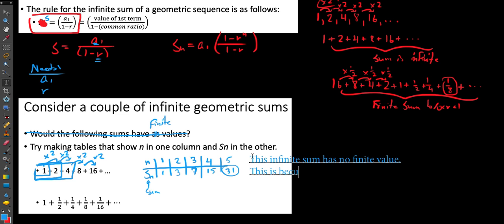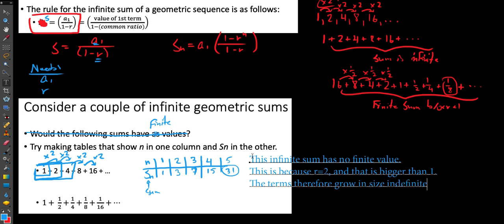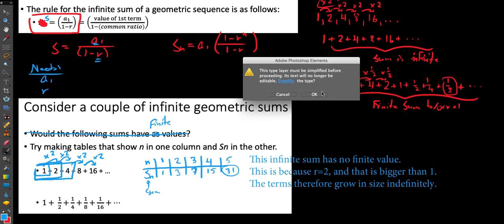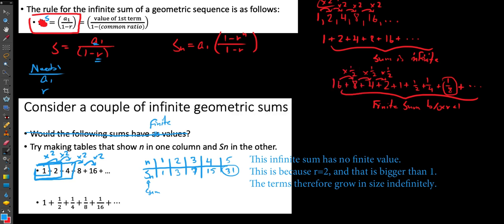This is because r equals 2, and that is bigger than 1. The terms, therefore, grow in size indefinitely. So this is kind of a wordy way to write this. If at all you told me that, hey, the terms just keep getting bigger and bigger, so if you add up infinitely many of them, you're going to get infinity, that'd be important to me. It'd also be important that we recognize that this happened because our r value is bigger than 1 here.